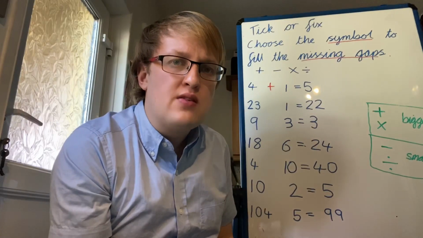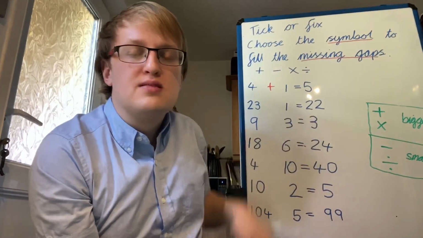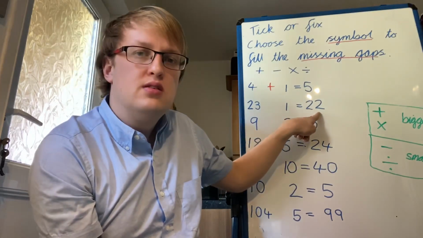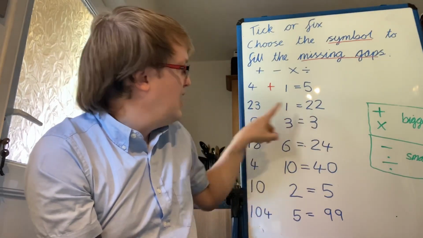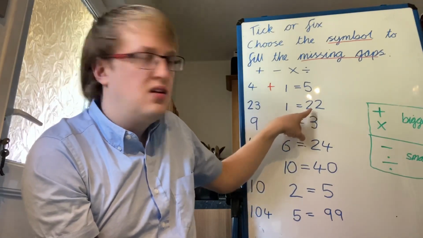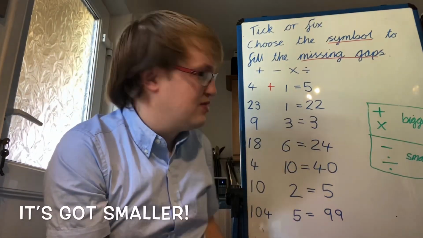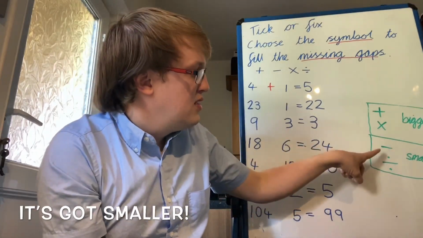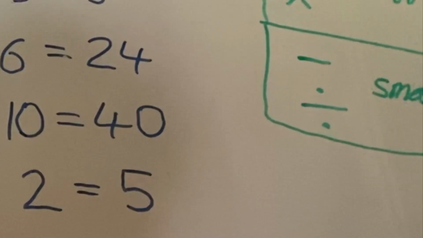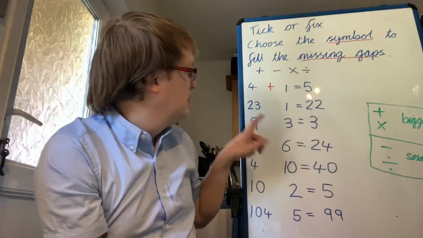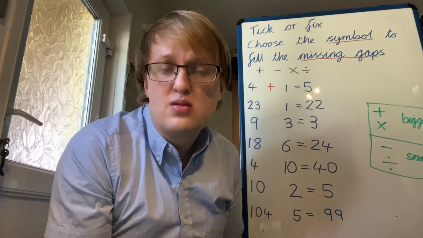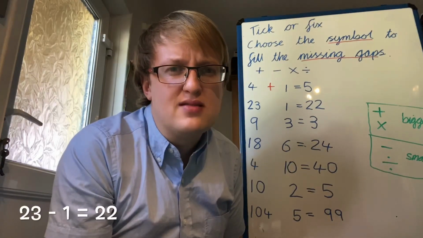Step 3 is to see if my number, the answer, gets bigger or smaller. So 23 something 1 equals 22. Has my number got smaller or has it got bigger? That's right, it's got smaller, which means that it must be either take away or divide. Let's have a go with take away. 23 take away 1 equals 22. That must be the right answer, surely.